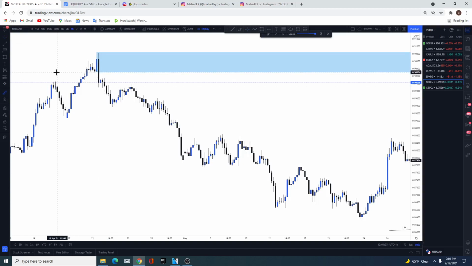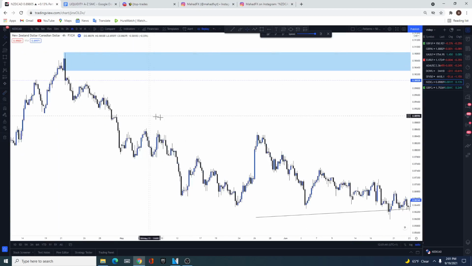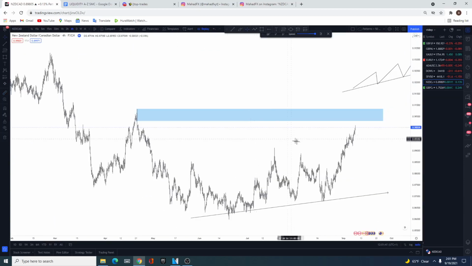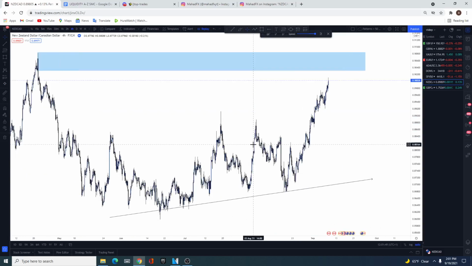However, if we look at this 4-hour supply and we look at how big it is, you can see that if we just entered at the open of that and put our stop loss at the close, you'd see we'd be looking at 50 pip stop loss. That's way too big, and we'd have to sacrifice our risk to reward too much for that to be a viable entry.